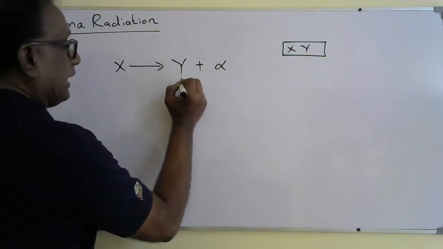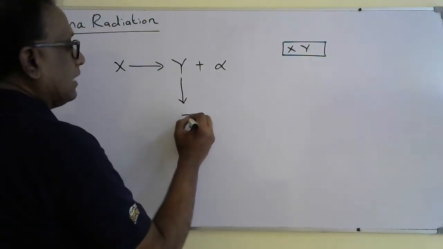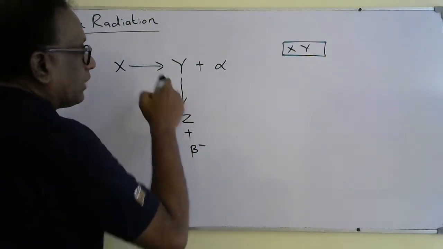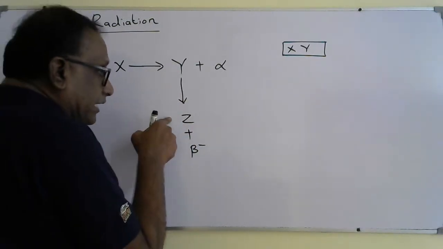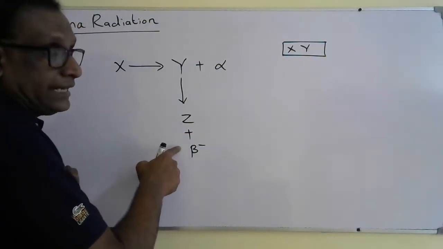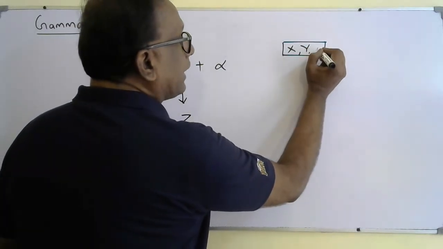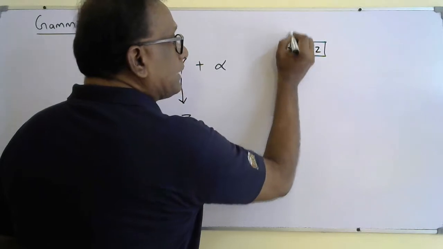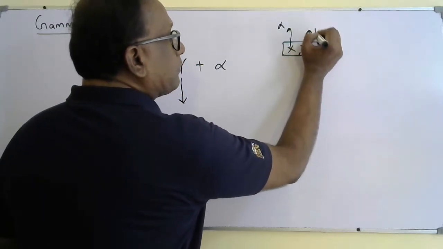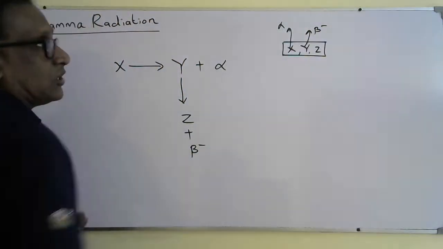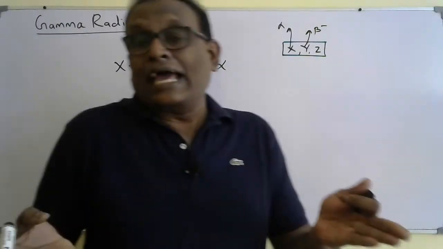Y will decay, maybe by emitting beta minus. So Y will decay and become Z by emitting beta minus. So the given sample will consist of X, Y and Z. X is emitting alpha, Y is emitting beta minus. Maybe after emission of one of these, it could emit gamma also.